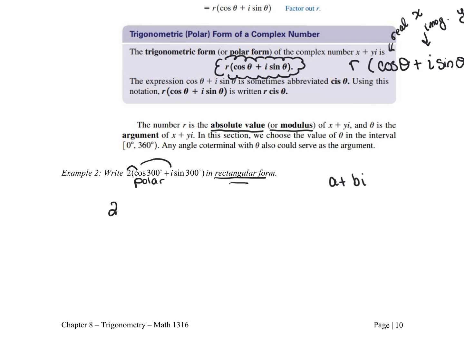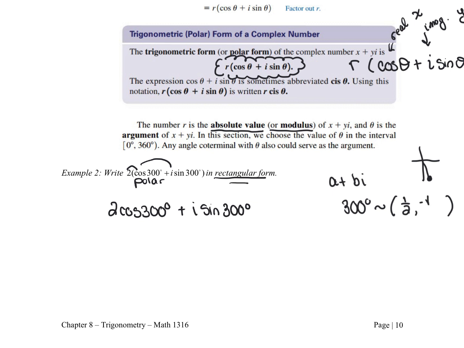So I'm going to have 2 cosine 300 plus i sine 300. Please don't use a calculator. At 300 degrees, it's an ordered pair from the unit circle. You should know from the unit circle, 300 degrees, it's this one right here. The ordered pair right there is 1/2, comma, negative root 3 over 2.